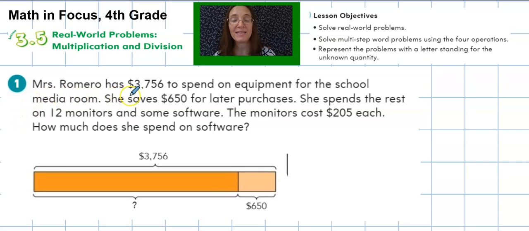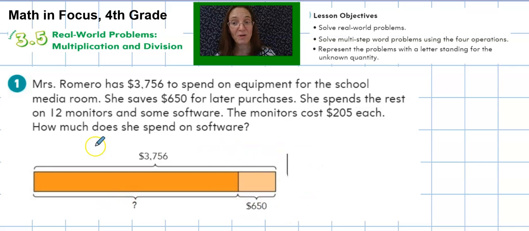Mrs. Romero has $3,756 to spend on equipment for the school media room. She saves $650 for later purchases. She spends the rest on 12 monitors and some software. These monitors cost $205 each. How much does she spend on software?